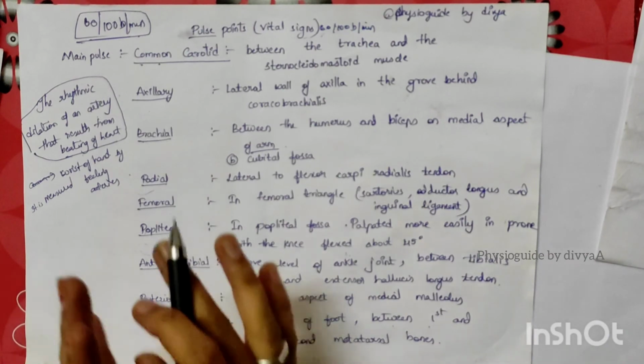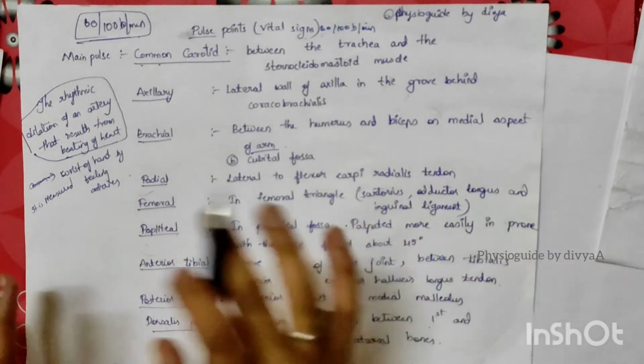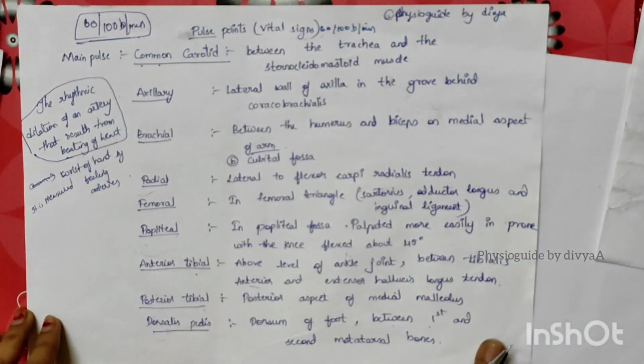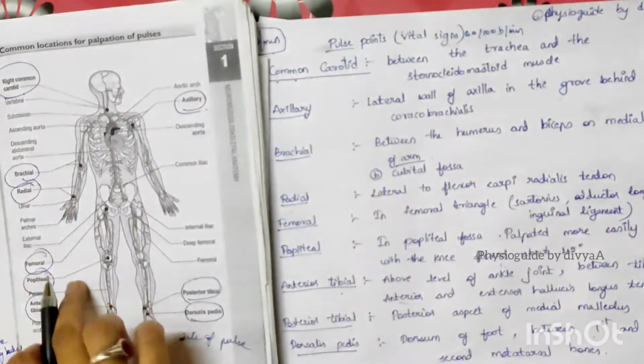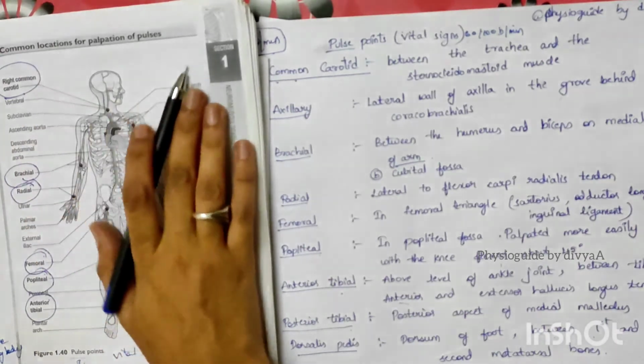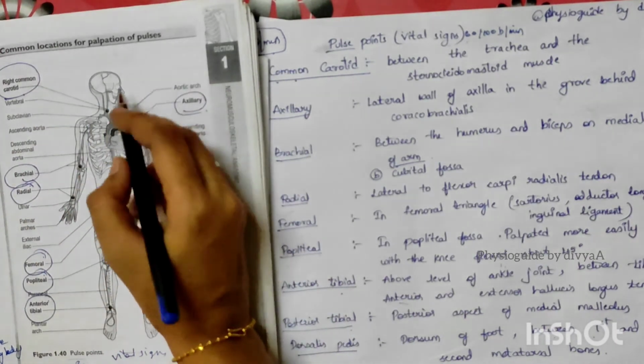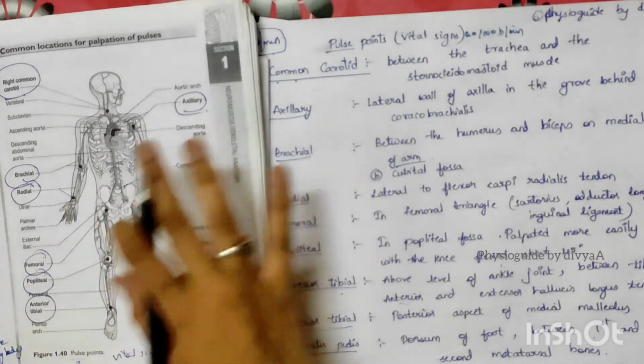So these are the notes. If you want, you can take a screenshot of it. And this is the diagram, the position where the pulse points, the exact points, are located.